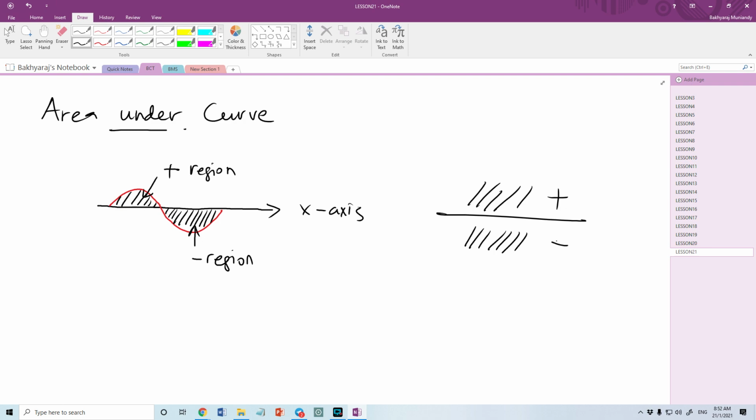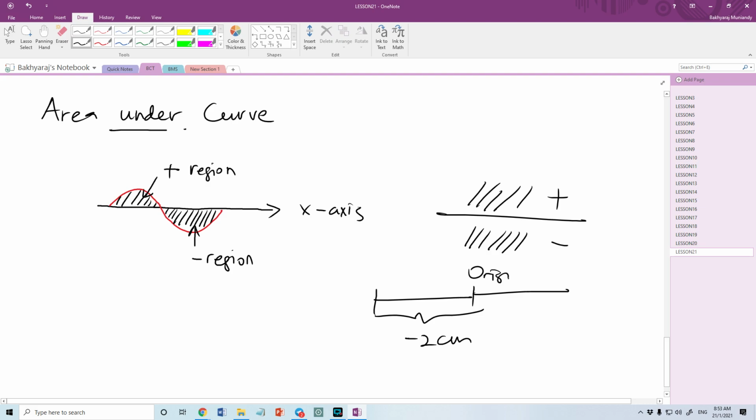Remember, area tak boleh jadi negatif. Mana boleh distance jadi negatif? Let's say kalau kita mau kira distance ni, mana kita boleh dapat negative 2 cm? Not possible, right? You have negative because maybe this is the origin here, so you go left side, you dapatlah negative 2 cm. So position is either left or right. Itu sebab last time we had negative meter, because the object is going to the left side. Itu sebab kita dapat negative distance.